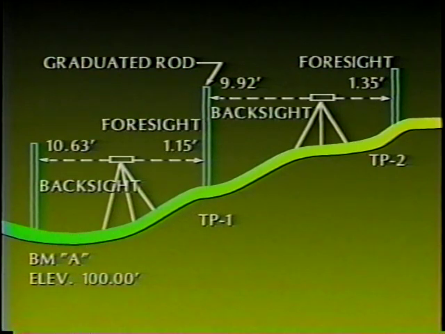at the new setup. In our example, this would be 109.48 feet, the elevation of the turning point, plus 9.92, the reading on the rod at the turning point, equals 119.40 feet, the elevation of the level at the new setup point.